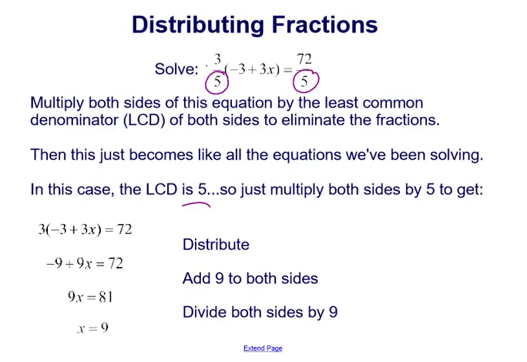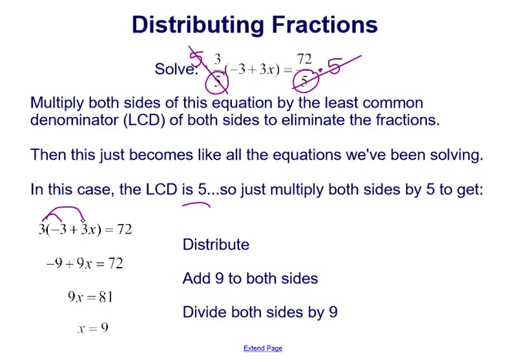And when you do that, it cancels out with the denominator because 5 over 5 is 1. So you're left with the numerators. You have 3 times the quantity of -3 plus 3x equals then 72. Notice when we multiplied by the LCD, nothing inside the parentheses changed. It was only that fraction on the outside. So now I can distribute the 3 like I've done in the past with no problem.